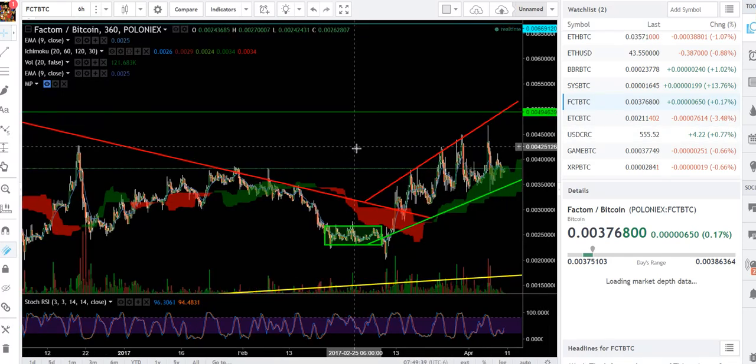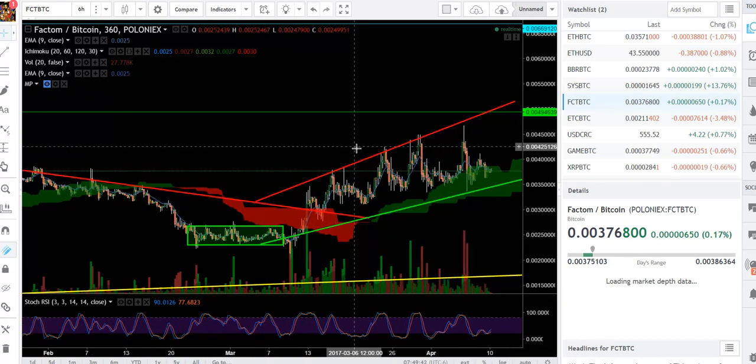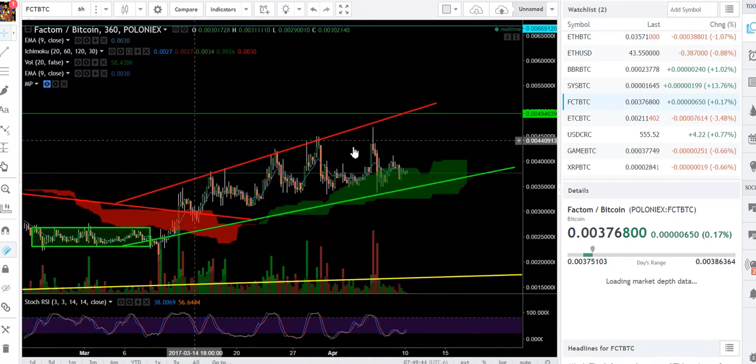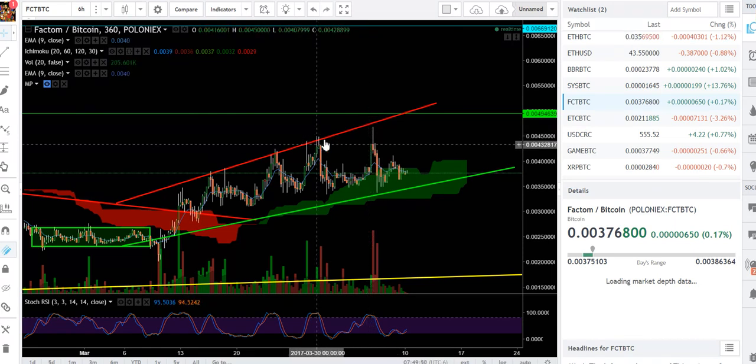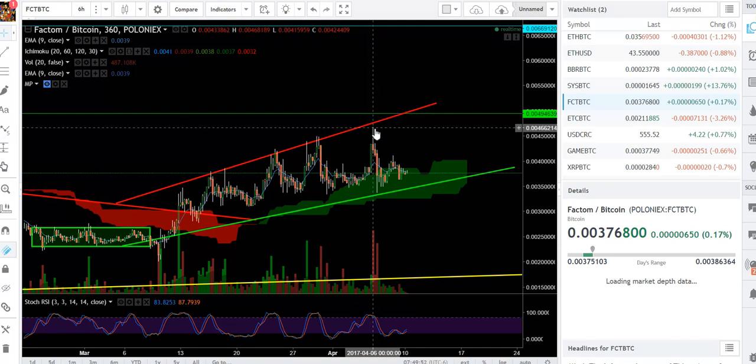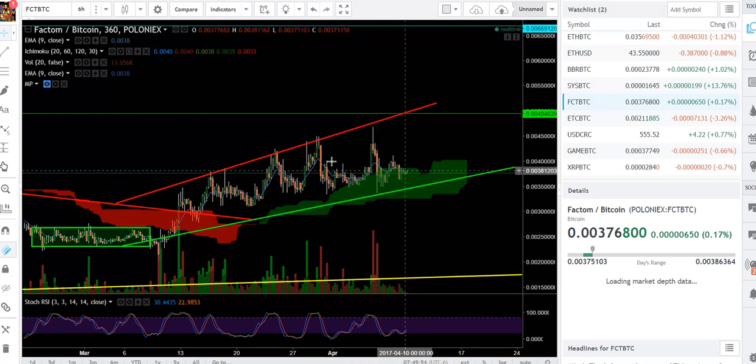There we go. Okay. So, Factum made a higher high in here. And I remember a lot of people chasing this and buying this because it made a new high in here, and they just got destroyed on that. Because I guess maybe you have to really take all the time frames into consideration, okay?